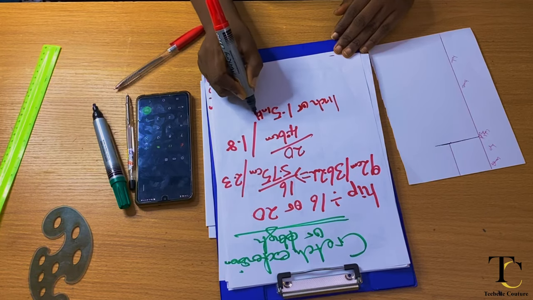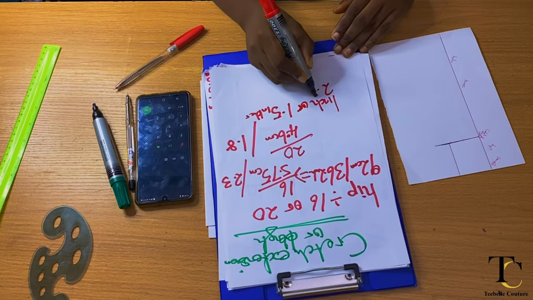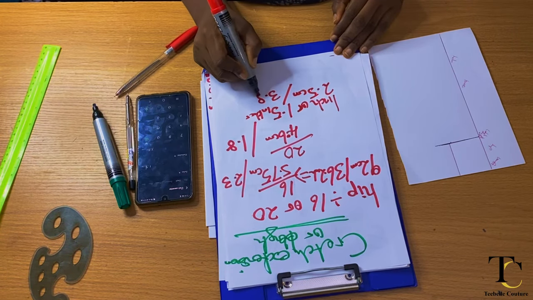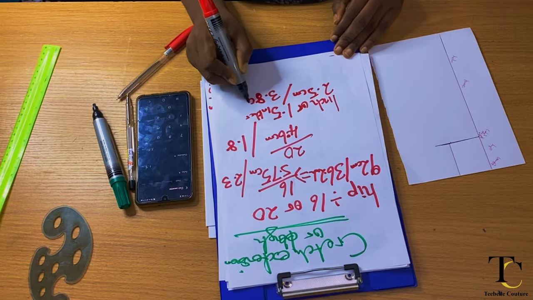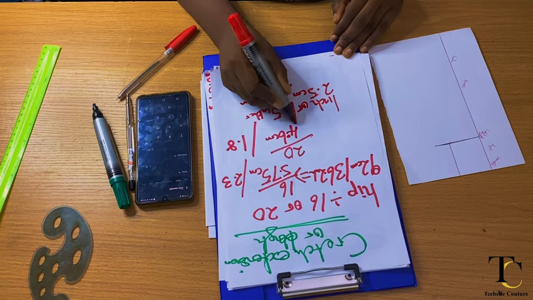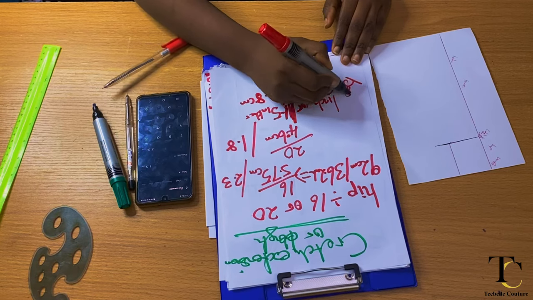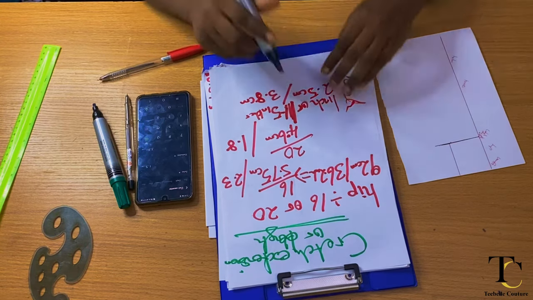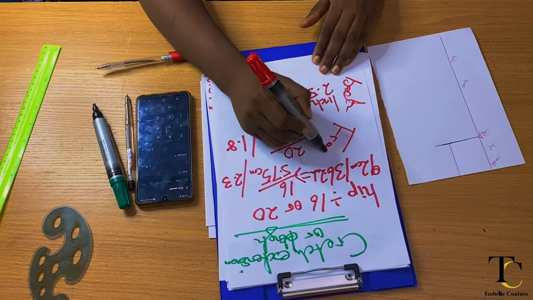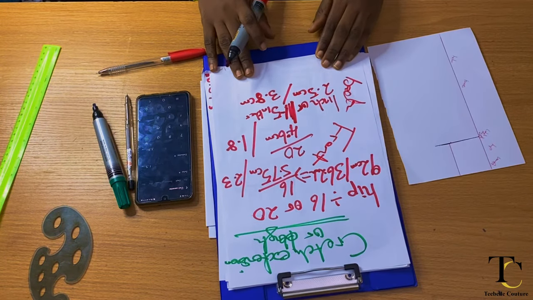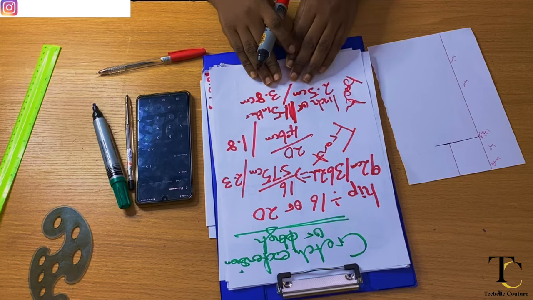In centimeters, it is 2.5 centimeters, 3.8 or 4 centimeters, or you can as well go ahead to use like 4 centimeters or 4.5 centimeters. This is how this calculation is done. I've also tried this method. I love trying different methods, and I just pick out the one that works perfectly for me, or the one that I prefer the most.